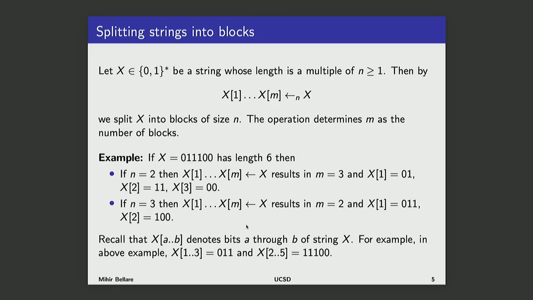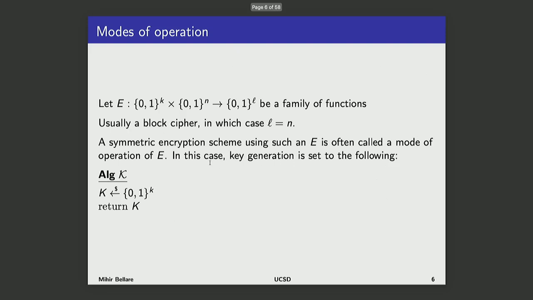Okay. Now, sometimes we want to index into bits of a string, and this notation tells us how to do that. So it pops out bits a through b of x. So for example, if x is this string and I want bits 1 through 3, then I'll get 0, 1, 1. If I want bits 2 to 5, 1, 1, 1, 0, 0. So just simple notation which you can pull up whenever you want.